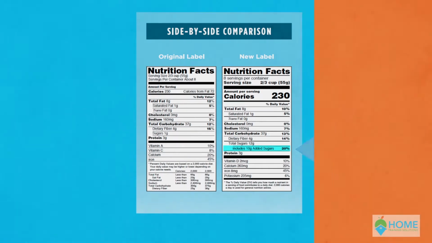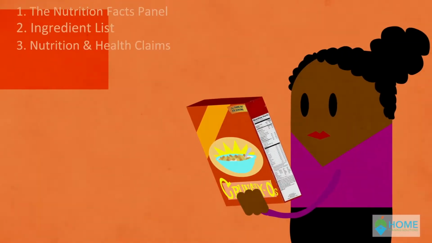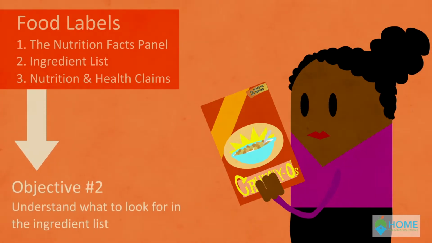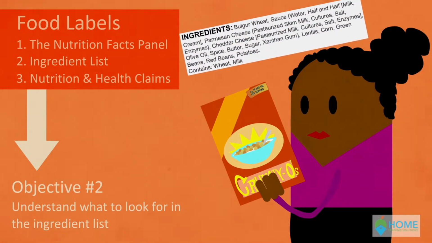The second part of the food label that you should pay attention to is the ingredients list. This is often the most overlooked part of a food label. The ingredients list reads just like a recipe, displaying all of the ingredients in order from the most to least in volume. The first 3 ingredients will pretty much sum up what the food is mostly made from.